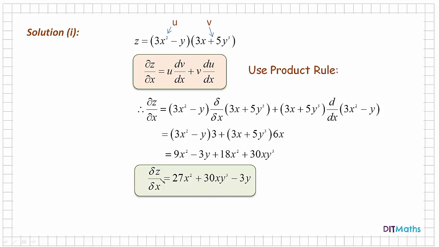Now, to get the second order partial derivative d2z dx squared, we differentiate this function again with respect to x, keeping y constant. So differentiate 27x squared, we get 2 times 27 times x to the power of 1, which is 54x, and differentiate 30xy cubed. Because y cubed is considered a constant, that's the same as differentiating 30y cubed times x, which is just 30y cubed. And when we differentiate minus 3y, which is a constant, we get 0. So the second order partial derivative d2z dx squared is 54 times x plus 30y cubed.